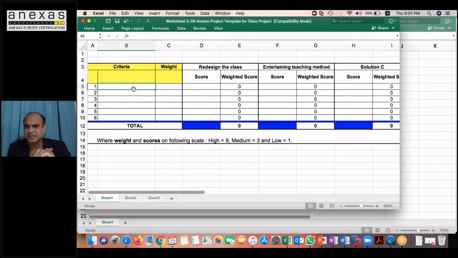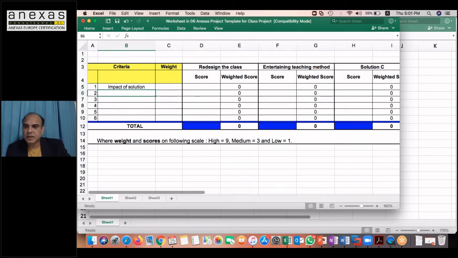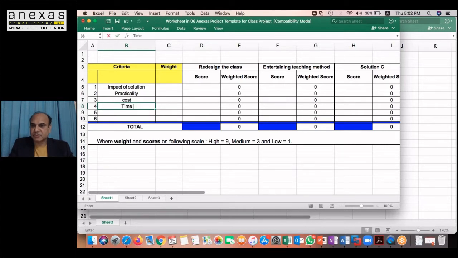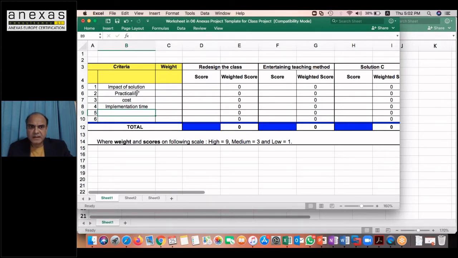Impact. Okay. Yeah, impact is important. Let's say impact, so I will just put impact of solution. Okay. What else? Practicality. Okay. Cost. Very good. Cost. Time taken to implement. Yes, time, less time consuming. That's what Madhir Gautam is telling. So time, implementation time. I will just write implementation time. Okay. And feasibility. Okay, practicality and feasibility are almost the same, so I'll just replace it with feasibility.